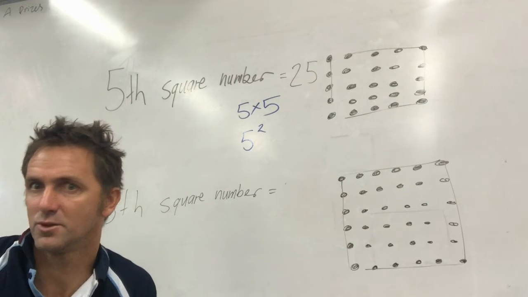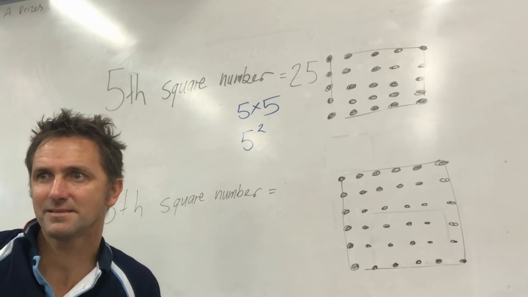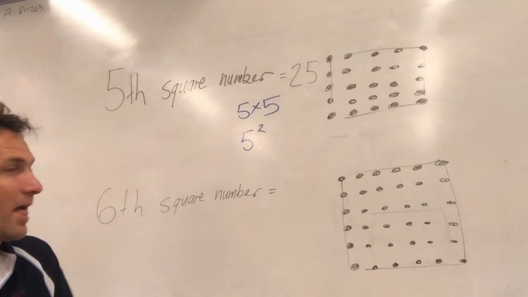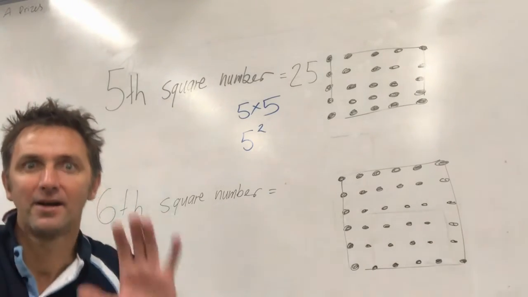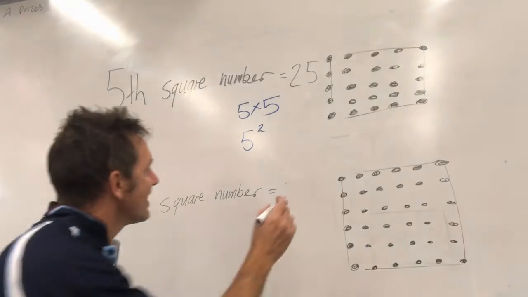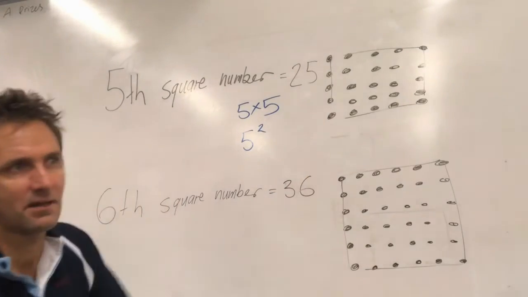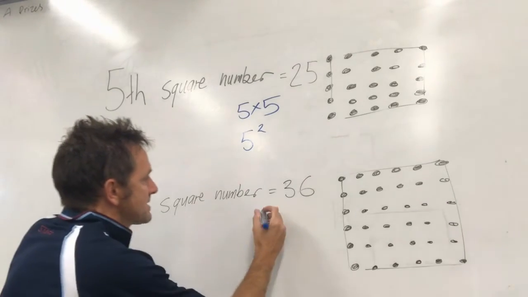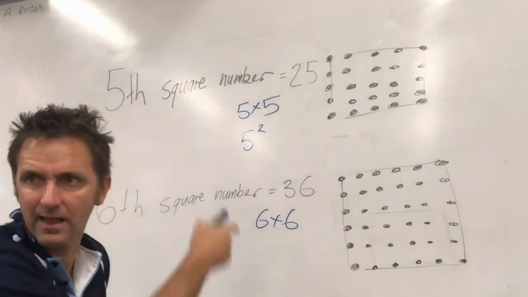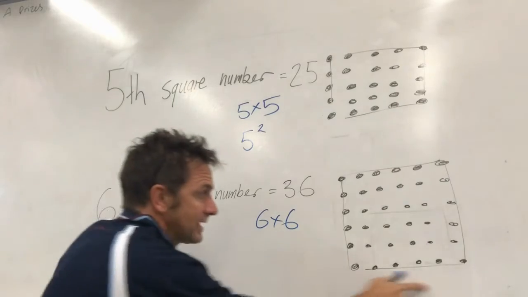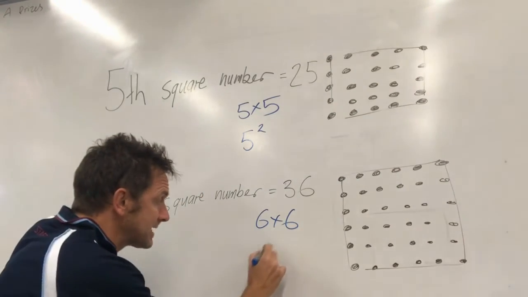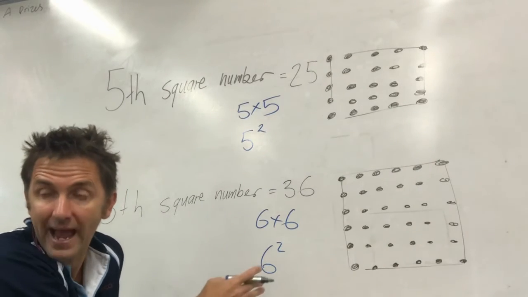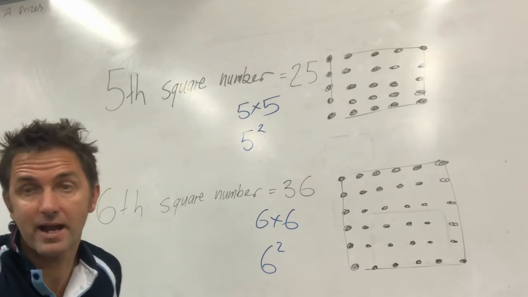Who's ready? Put up your hand if you're ready. The 6th square number equals 36. 6 up and down, 6 across. 36 is the same as 6 times 6. Or another way you could put it is 6 and this little 2, which means 6 squared. And we learned about square numbers.